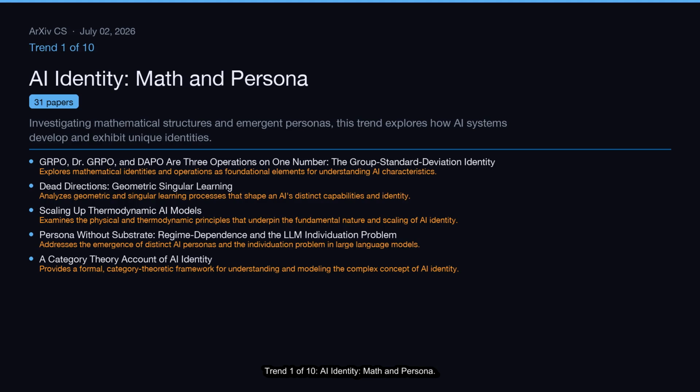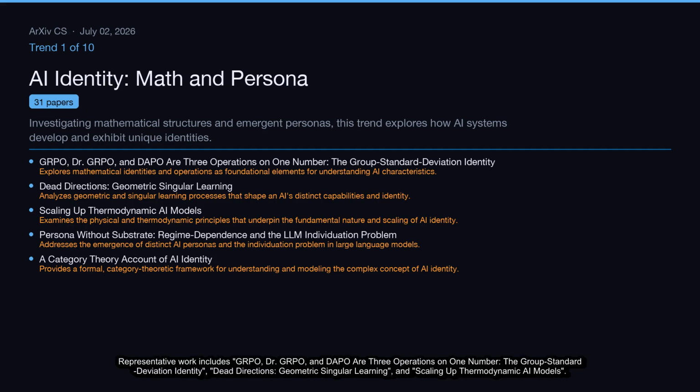Trend 1 of 10, AI identity, math, and persona. Investigating mathematical structures and emergent personas. This trend explores how AI systems develop and exhibit unique identities. This cluster covers 31 papers. Representative work includes GRPO, Dr. GRPO and DAPO are 3 operations on one number, the group standard deviation identity, dead directions, geometric singular learning, and scaling up thermodynamic AI models.